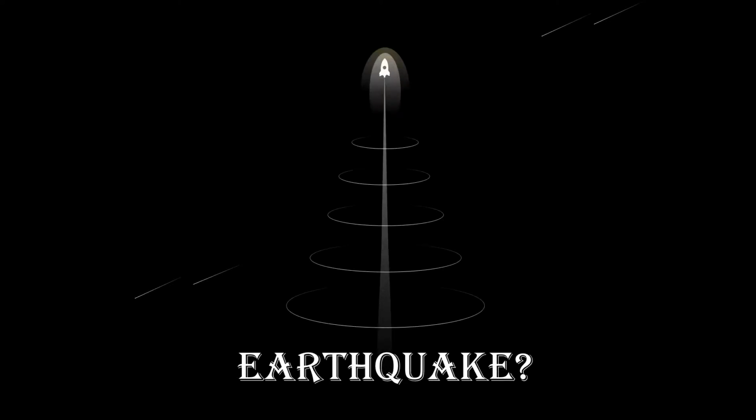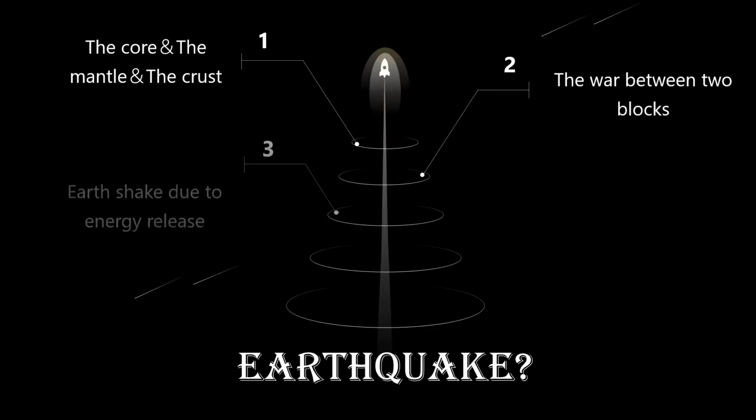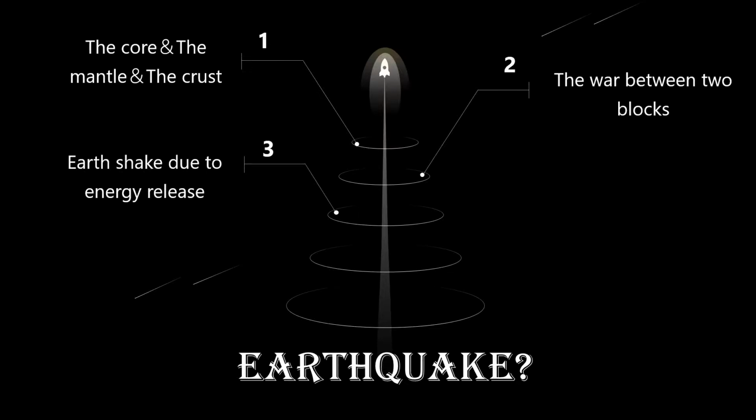Earthquakes are quite common and frequent natural phenomena. Earth is divided into three parts: the core, the mantle, and the crust. Earthquakes are usually defined as two blocks slipping past one another in the utmost layer, the crust. A huge amount of energy is released during the ground shake.